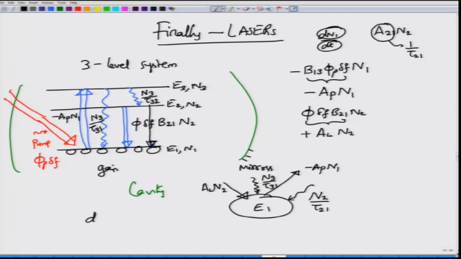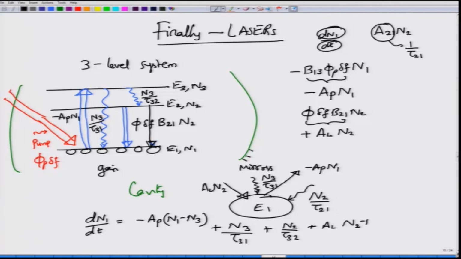If you write down the equation for how the population in energy level E1 changes, dN1 by dt is equal to the pump absorption, so that would be minus AP times N1 minus N3. I will tell you why I am writing this as N1 minus N3. This is the pump absorption, plus spontaneous emission down from energy level E3 to E1, plus N2 by tau 32, which is spontaneous emission, plus you have stimulated emission. Emission is represented by AL, which is the lasing action, and this is N2 minus N1.